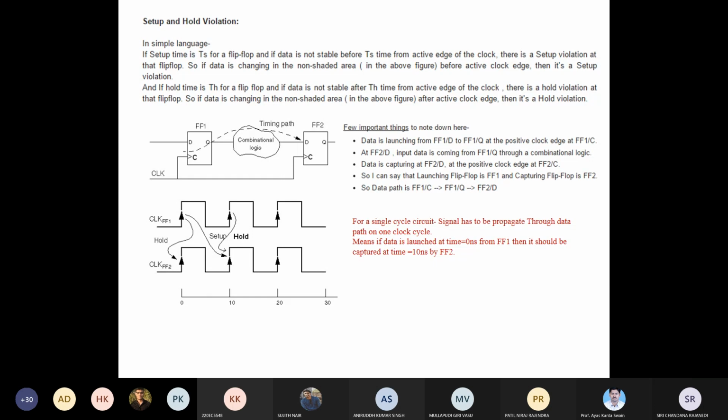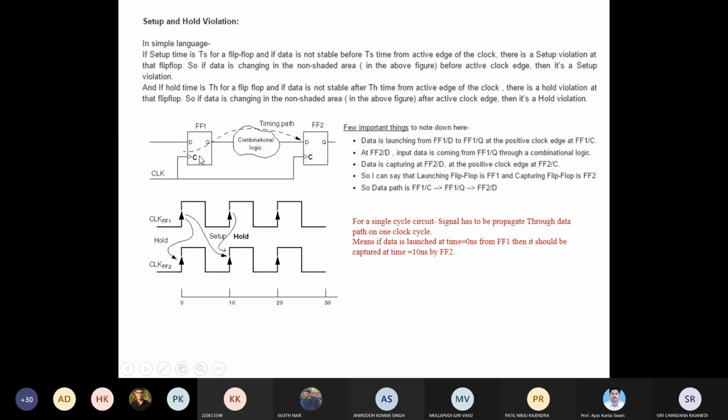So this is a basic figure which replicates your entire timing paths in the systems. We'll study and understand these violations and mitigation of violations with respect to this figure. The important thing to remember here is data is launched. You can see FF1 has C as clock, D as input, Q as output. Similarly, FF2 has C, D, Q respectively.